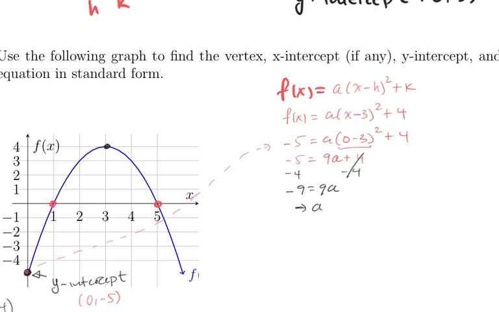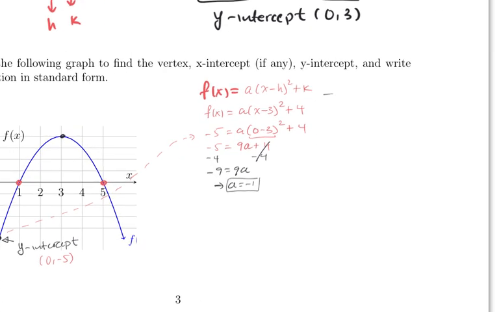So what's the value for a? -1, which the answer has to be negative. Why? Because the graph is going down. If you get a positive value for a, the answer is wrong. Okay? So therefore, the answer in a standard form is going to be f of x is -1 times x minus 3 squared plus 4. So this is the answer in standard form.